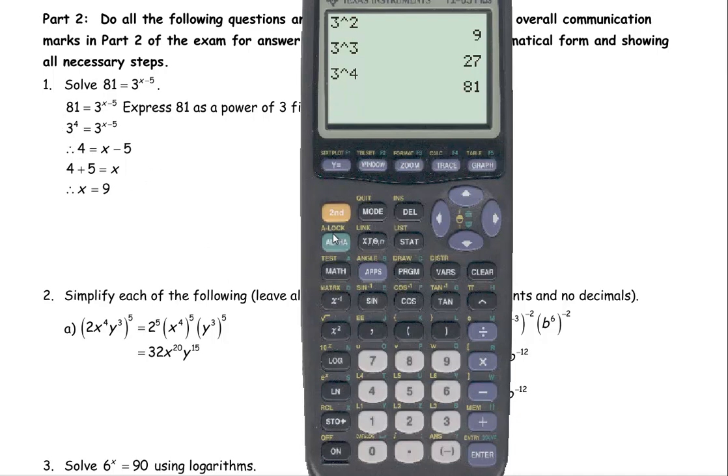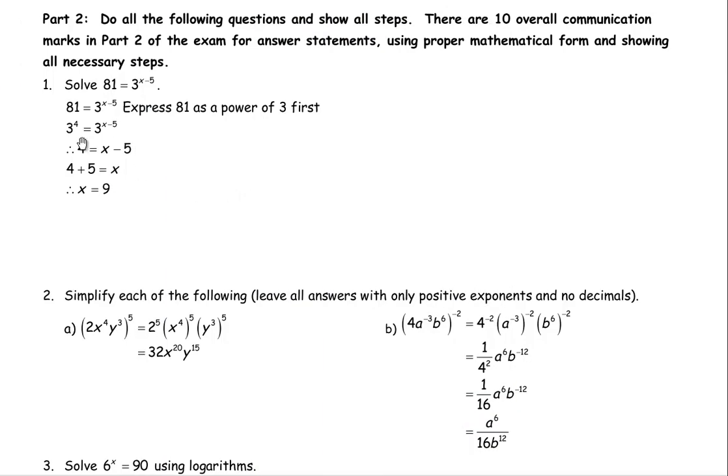If that exponent is quite big, it might take you a while to do it by trial and error. So one thing you can do, if I wanted to write 81 as a power of 3, you can take the log of 81 and divide it by the log of 3. And that gives you 4. So that means that this 3 raised to this 4 would give you 81. So 3 to the 4th equals 3 to the x minus 5.